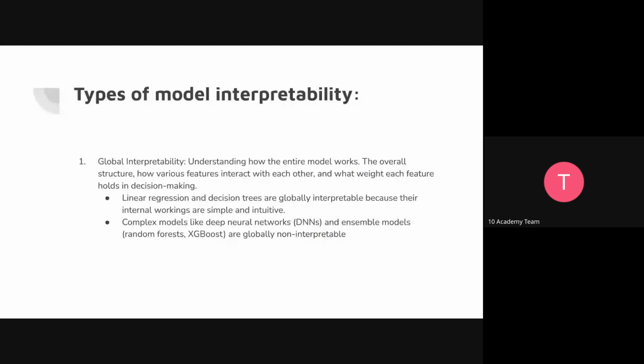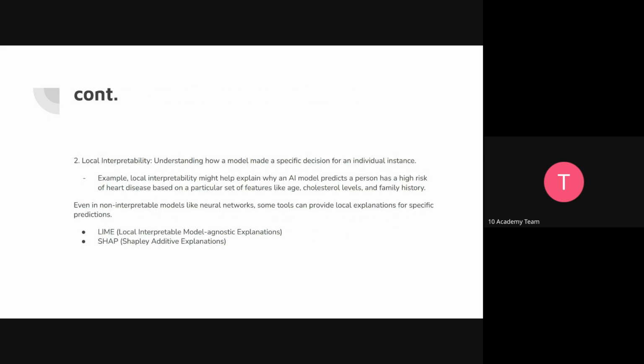Complex models, on the other hand, are non-interpretable. These are deep neural networks, ensemble models, and of course language models, which are a type of deep neural network. They're very big and very complicated, so those are also not globally interpretable in general. Local interpretability, on the other hand, is understanding how the model made a specific decision for a specific instance in the data.